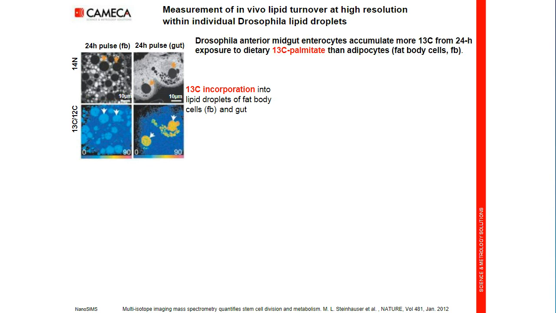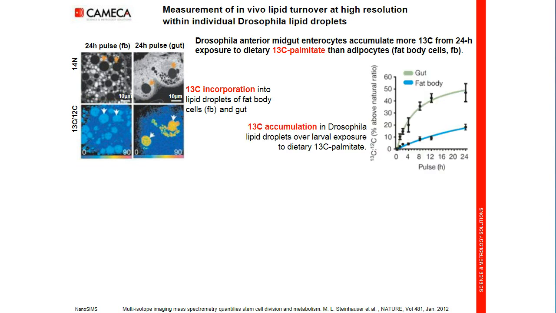So Drosophila anterior midgut enterocytes accumulate more C13 from 24 hours of exposure to dietary C13 palmitate than adipocytes. The experiment was repeated, varying the pulse duration, each point coming from a different slide, of course. So we see a faster and higher palmitate accumulation in the gut droplets compared to the fat body cells.